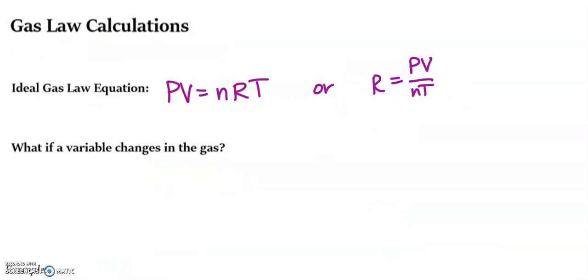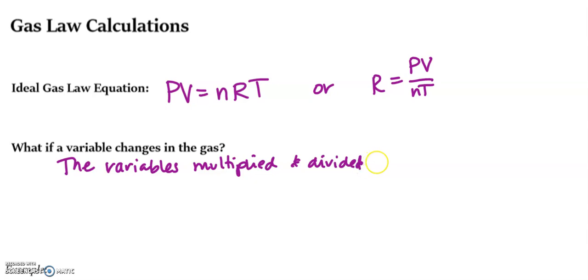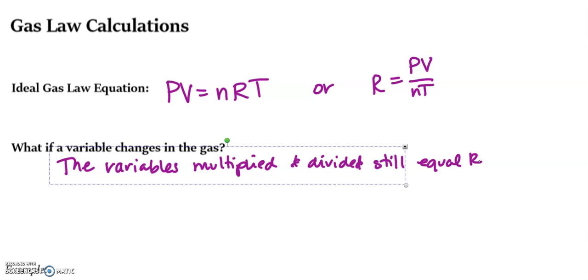So when we have a variable change, we can calculate it mathematically. The variables multiplied and divided still equal R. So we can take this every time, with pressure times volume over N times T, and it equals R. At one point in time, we can measure all of these for a gas, and they're going to equal R.